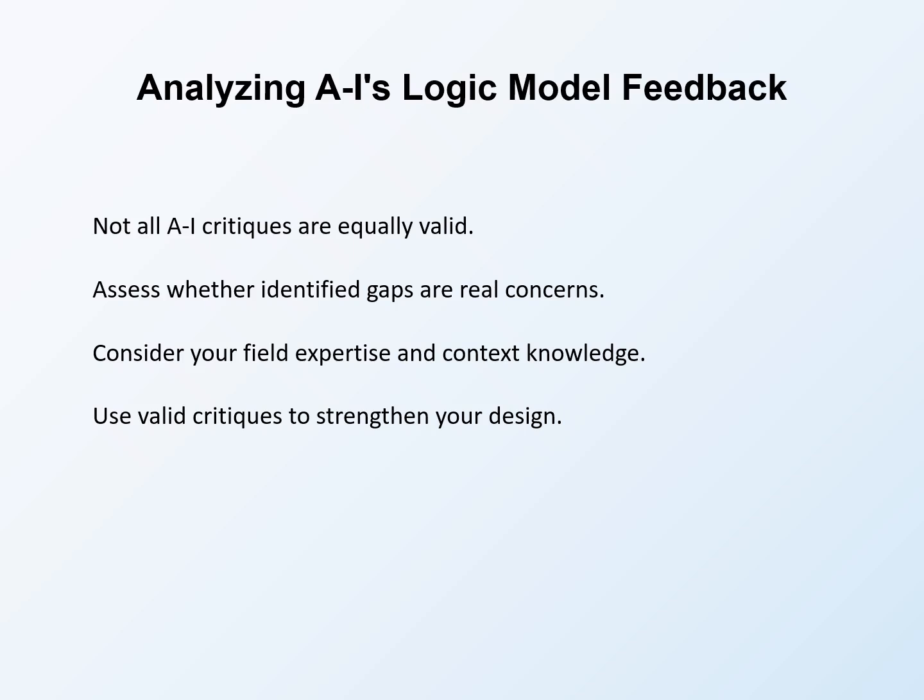Is this gap real? Does the AI identify a genuine logical weakness? Or is it missing knowledge you have about why this connection works? Is this critique relevant? Some logical gaps are more concerning than others. A gap that affects your core theory of change is more serious than a gap in peripheral activities. Can you address this? For valid critiques, can you strengthen the logic with additional evidence, clearer explanation, or modified activities?